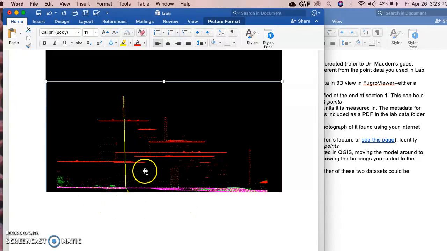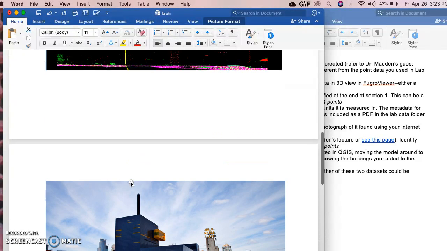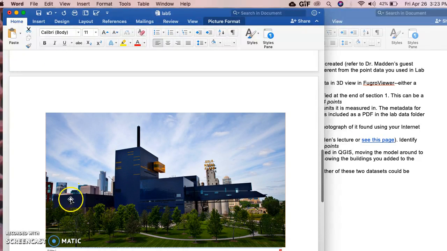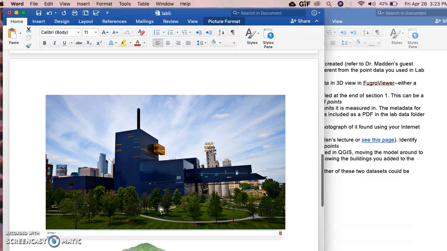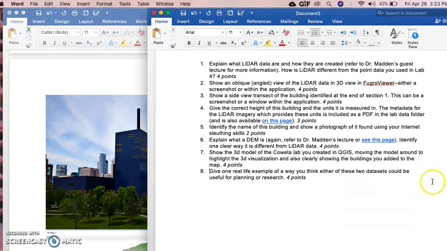So this is the building, and it was 70 meters. And this is the actual building, like in real life. And this building is called the Guthrie Theater. So that should cover 4 and 5. Now 6 is explain what DEM is and how it is different from LiDAR data.